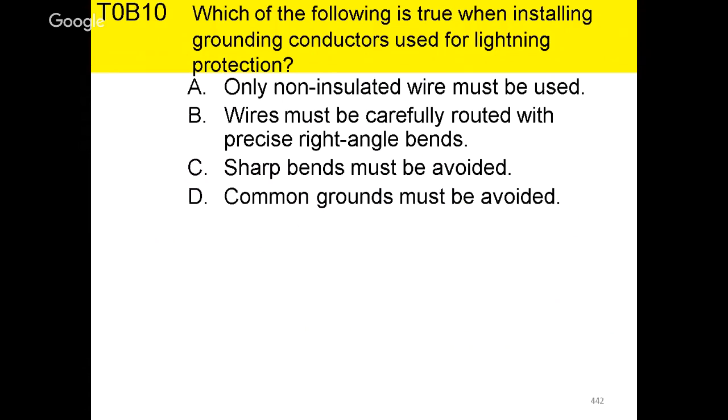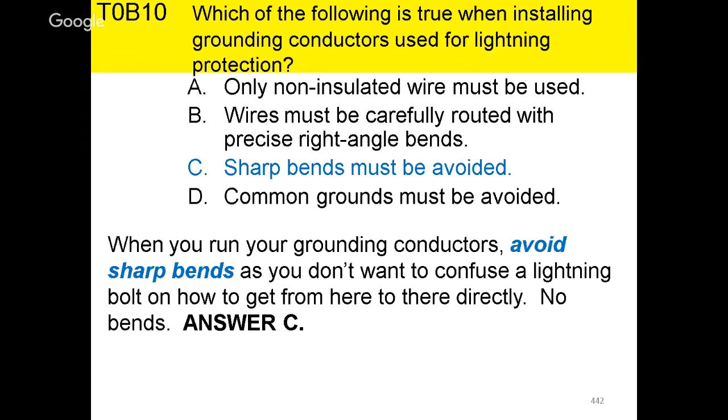Which of the following is true when installing ground conductors used for lightning protection? Again, this is not dissimilar to the previous question. I just mentioned you want to make sure that sharp bends must be avoided. So you run those grounding conductors as short as possible and directly to the earth. No bends.